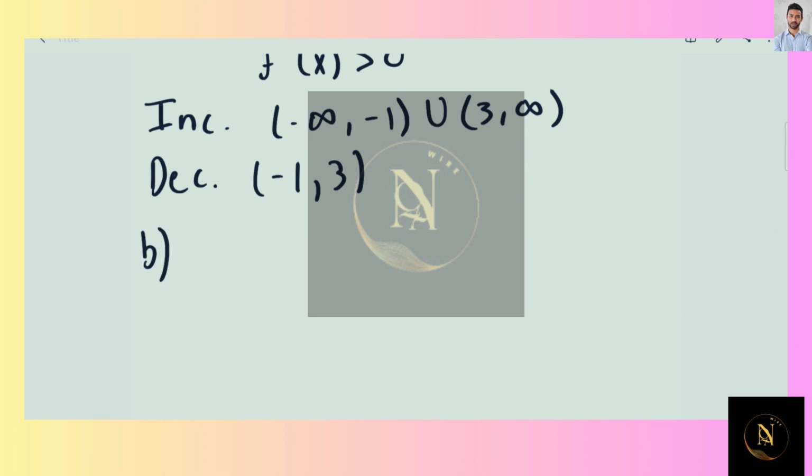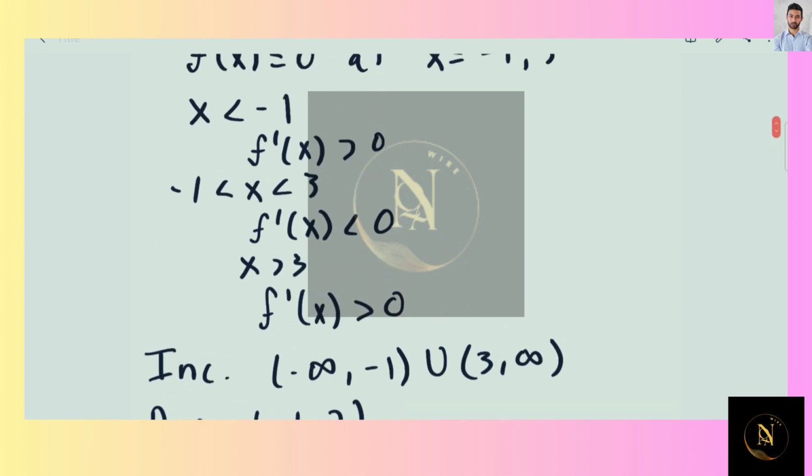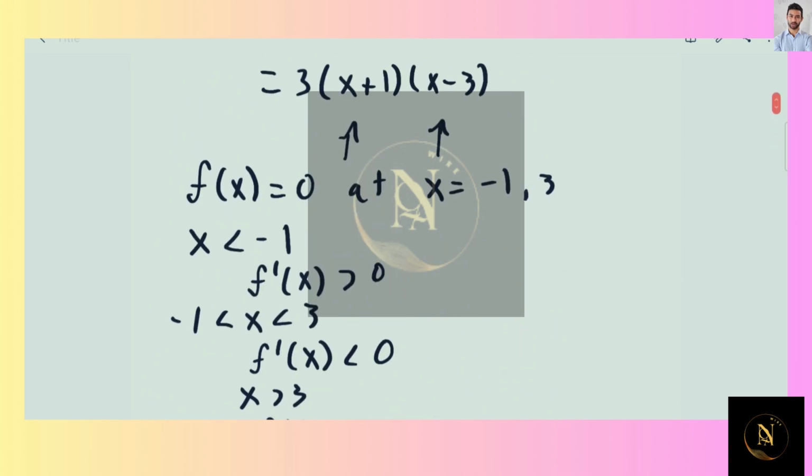Now for part B, we want to figure out the local minimum and maximum values of our function f of x. And these occur when our derivative, f prime of x, is equal to 0. So what we're going to want to look at is the values of x equal to negative 1 and 3, since we found that f prime, this should be f prime, not f of x, is 0 at these points.